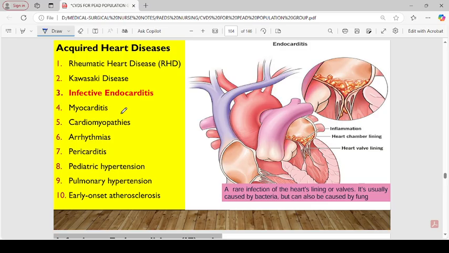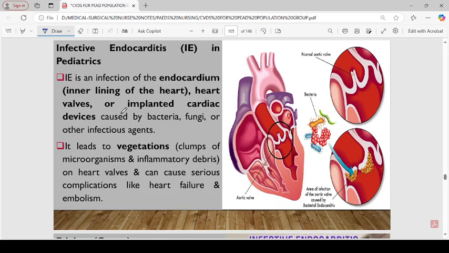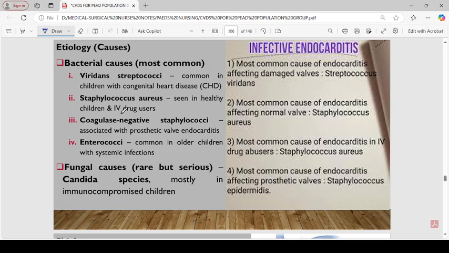The next acquired heart disease will be infective endocarditis, right? Infective endocarditis is an infection of the endocardium, that is the inner lining of the heart valves, or implanted cardiac devices, caused by bacteria, fungi, or other infectious organisms. So it normally leads to vegetations, that is clumps of microorganisms and inflammatory debris on the heart valves, and can cause serious complications like heart failure. Mostly it's caused by bacteria.